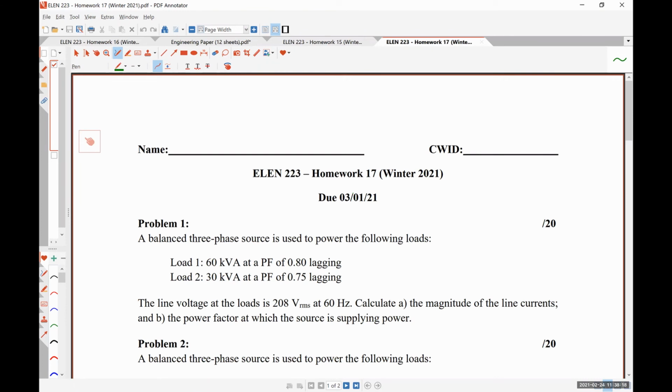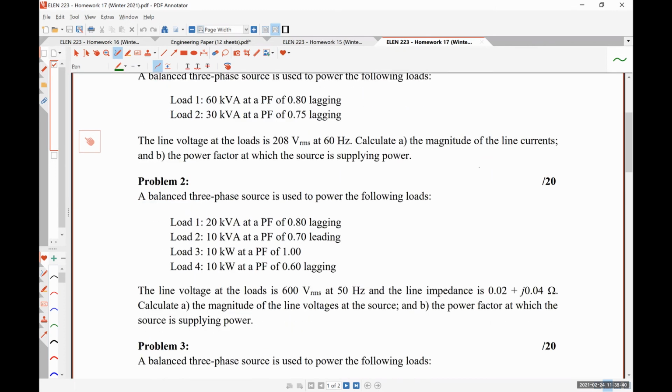Actually, it's even easier because we don't have transmission line impedances or anything like that to deal with. So the total complex power absorbed by these two must be the total complex power supplied by the source. So the cosine of the phase angle gives you your power factor. Easy peasy. For problem two, we have a balanced three-phase source powering four loads.